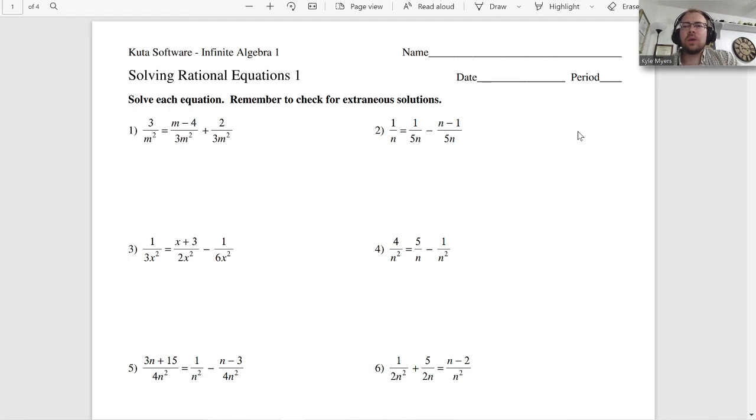We're going to solve these by getting rid of the denominator as soon as it's possible to do so. And that's the strategy. And then once we do that, we solve what's left over.